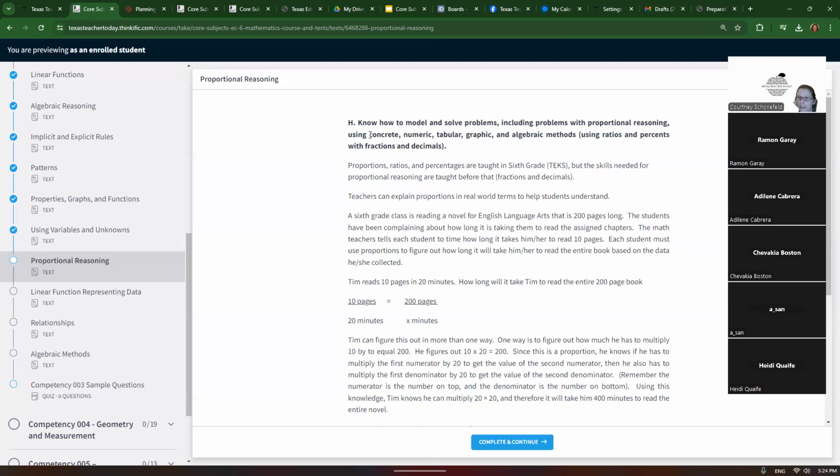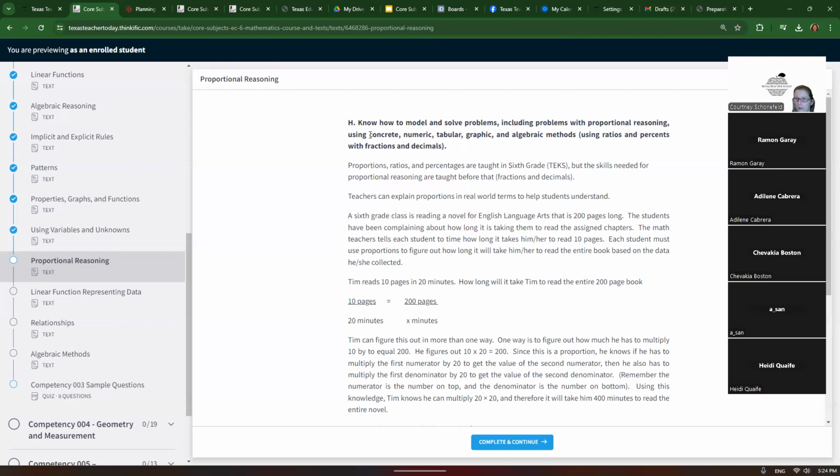So, for example, a 6th grade class is reading a novel for English language arts that is 200 pages long. The students have been complaining about how long it is, and how long it is taking them to read the assigned chapters. The math teacher asks each student how long it takes him to read 10 pages. Each student must use proportions to figure out how long it will take him or her to read the entire book based on the data collected.